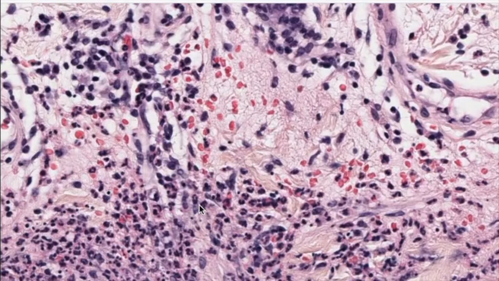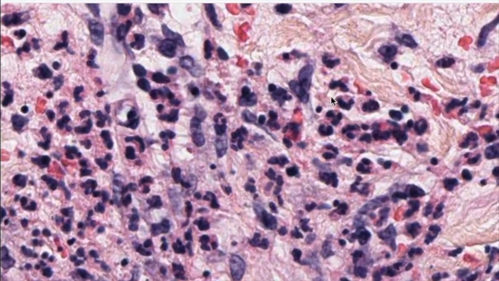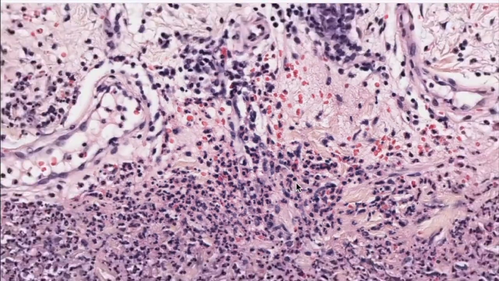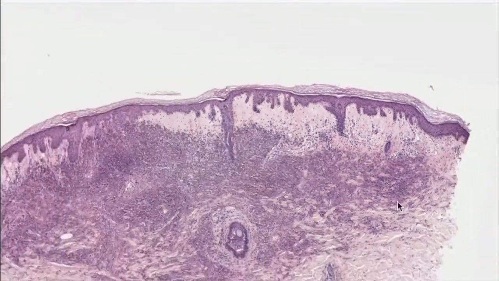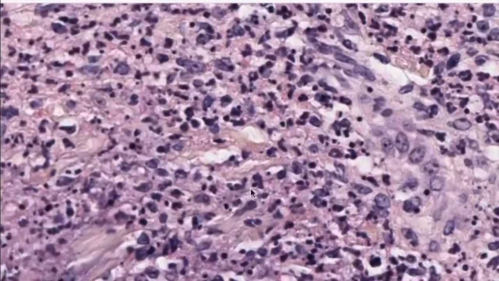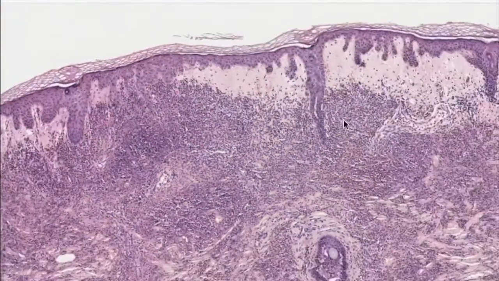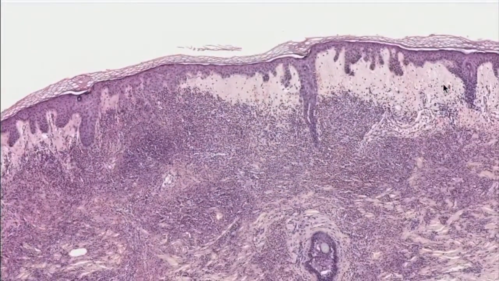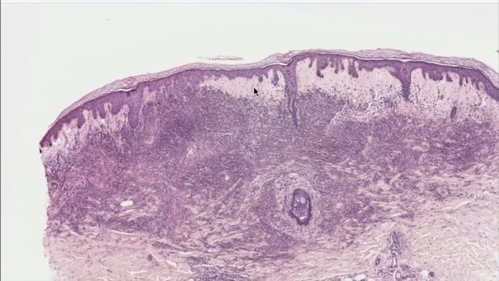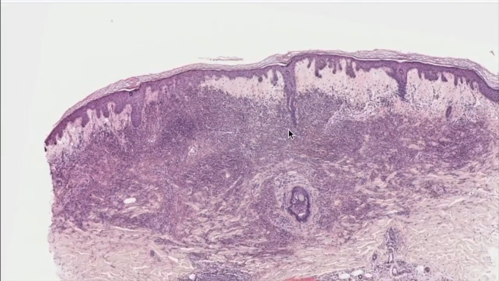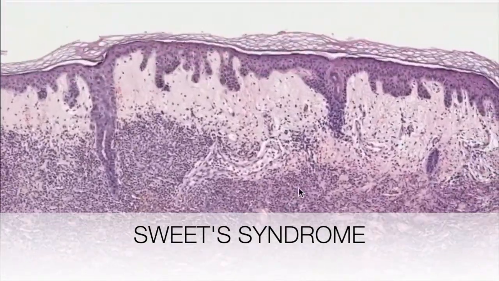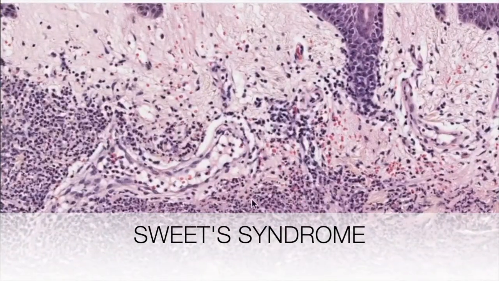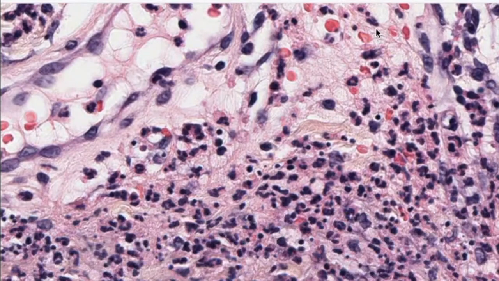If you go on high power, all these cells are neutrophils. Very beautiful example. So when you see a huge infiltrate of neutrophils with superficial edema, this is characteristic for Sweet syndrome. Very beautiful example: edema and neutrophilic infiltrate.